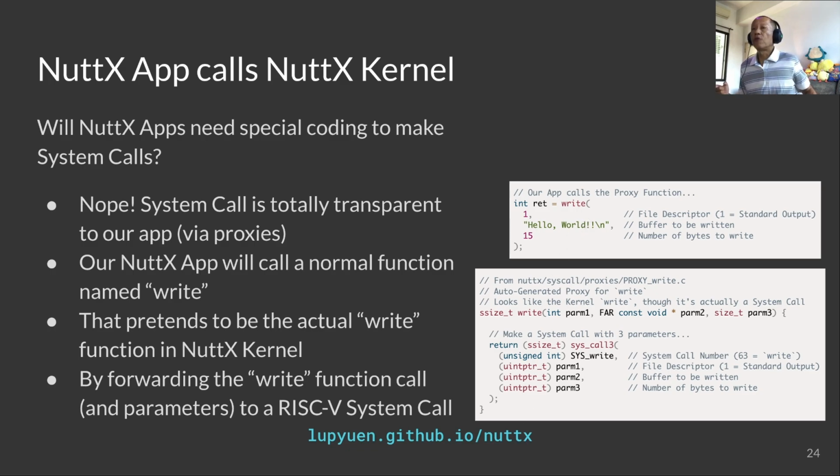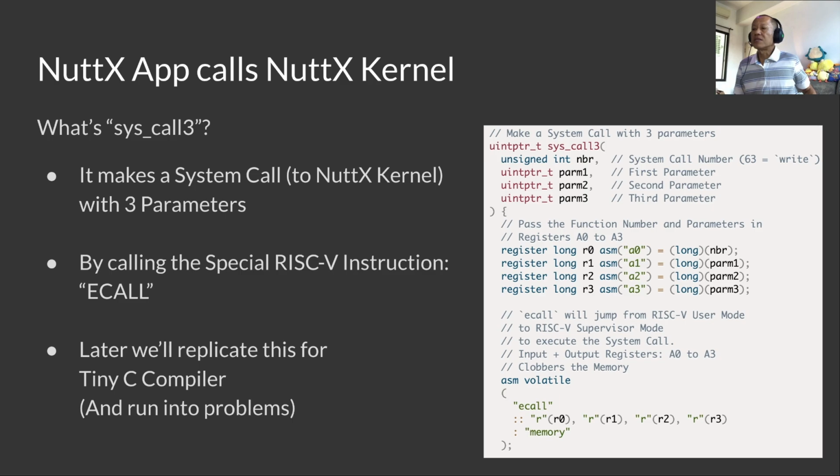It works by forwarding the write function call and passing the parameters to a RISC-V system call like the syscall3 function here. What's inside the syscall3 function? Syscall3 makes a system call to NuttX kernel with 3 parameters by calling the special RISC-V instruction, ecall.